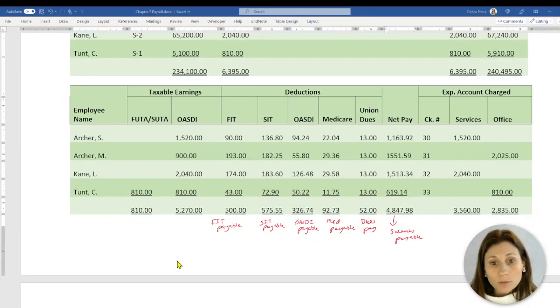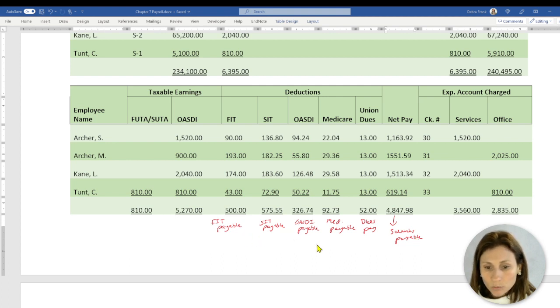Okay, so here we are. We have our register here, and this register is going to help us do the journal entries that we need to do. We just have two journal entries. We have to record all our payables for all the taxes that we're withholding, and even the union dues that we're withholding, and record our salaries payable as well.